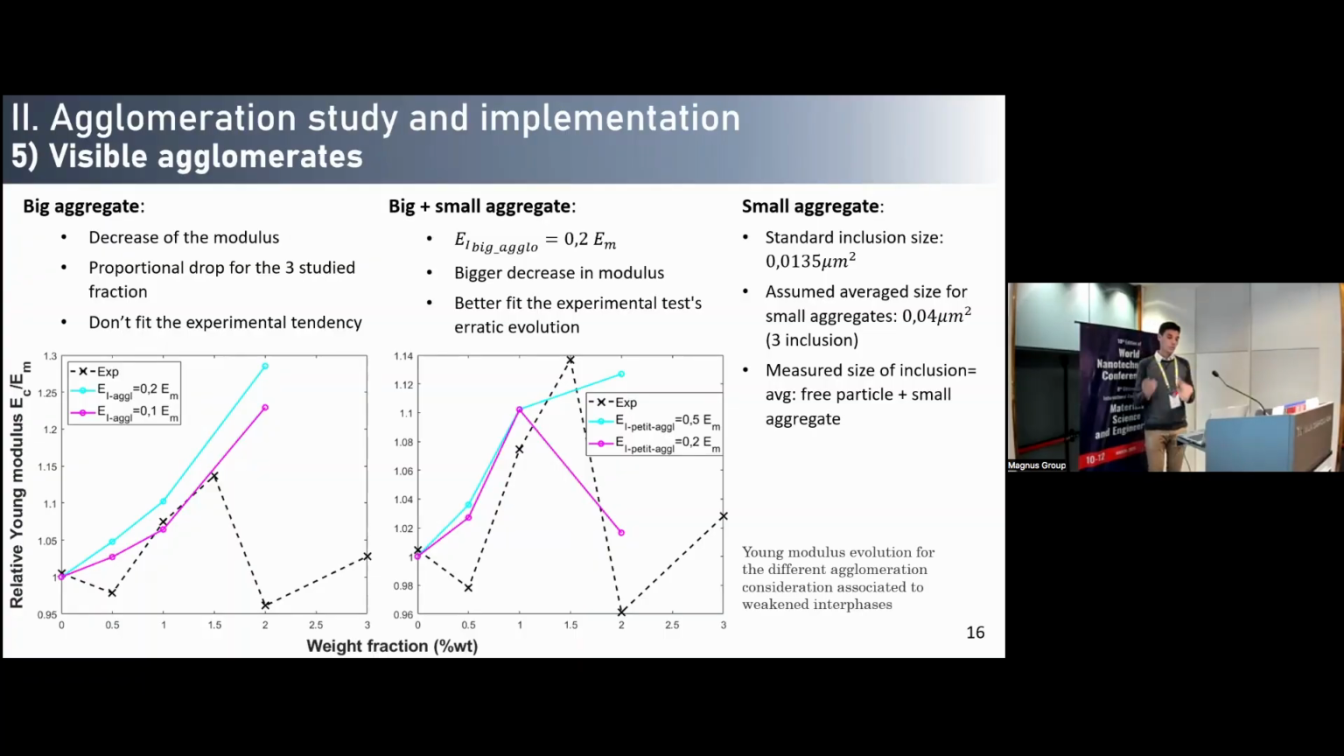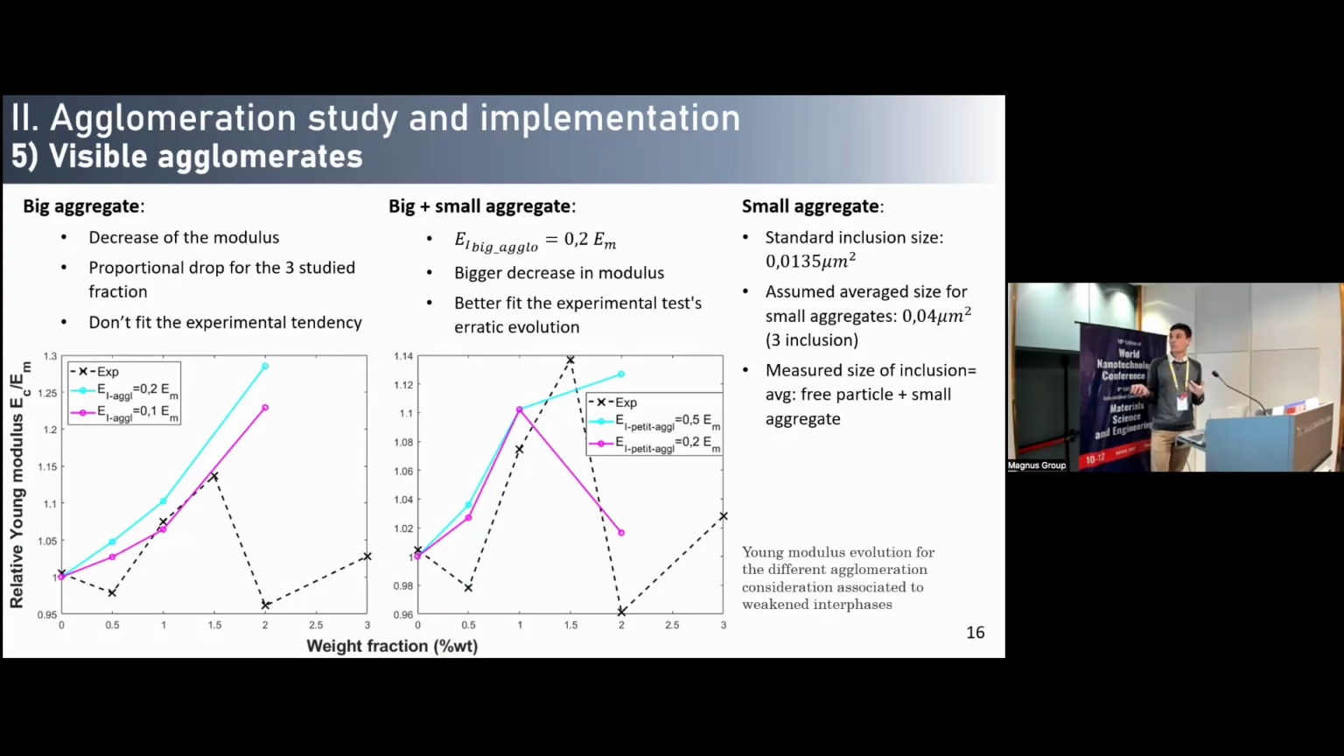First, we use the agglomerations that were observed in the study, and we link to them a softer interface. So we assume our stiff interface defined before, and for the agglomerate observations, we assume that all the particles in the agglomeration present a softer interface. Doing so, we get a result closer to the expected result, but we still don't have the proper tendency. We don't have the erratic tendency of the experimental test.